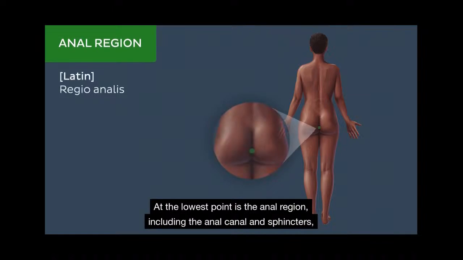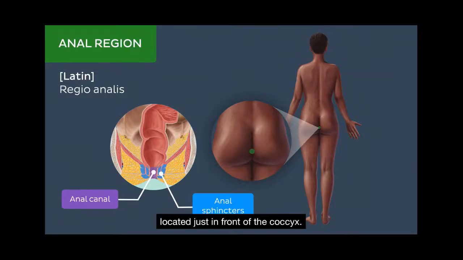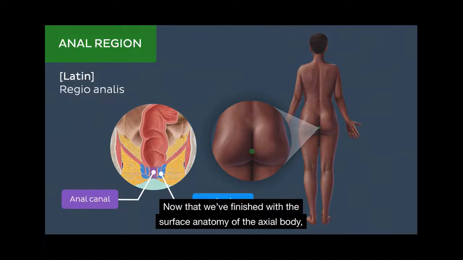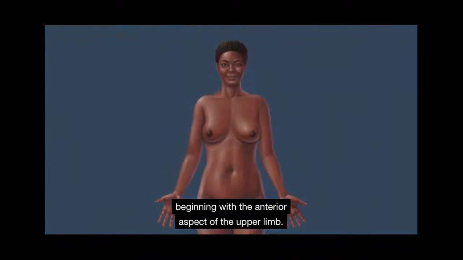At the lowest point is the anal region, including the anal canal and sphincters, located just in front of the coccyx. Now that we've finished with the surface anatomy of the axial body, let's move on and have a look at the surface anatomy of the limbs, beginning with the anterior aspect of the upper limb.